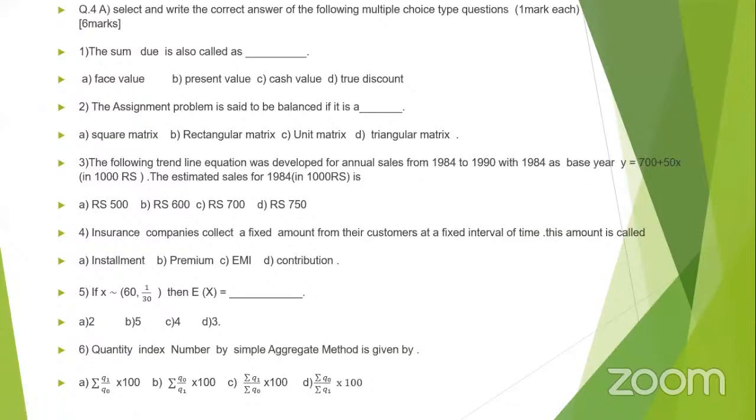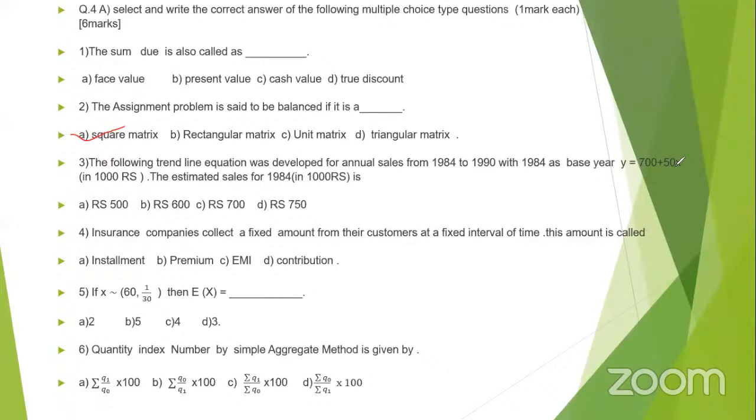I'm not going to read the question now. The first is, the sum due is also called as, so our correct answer should be face value. Okay. Second, the assignment problem is said to be balanced. Balanced, row and column should be the same, means it is a square matrix. So square matrix. Third one, the following trend line equation was developed for annual sales from 1984 to 1990 with 1984 as a base year. So base year is 1984.